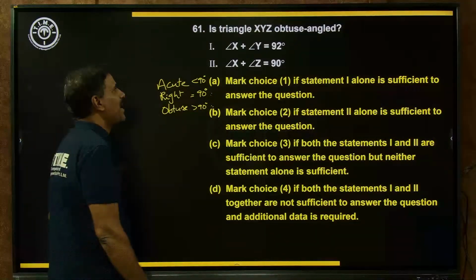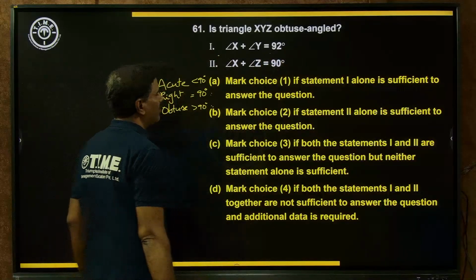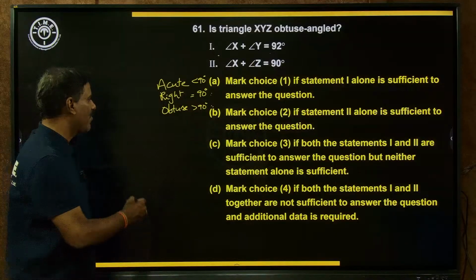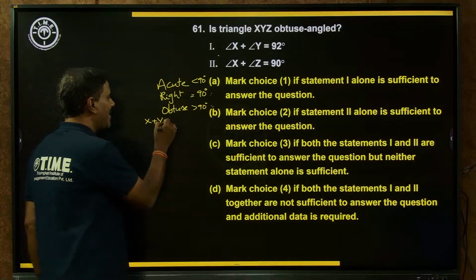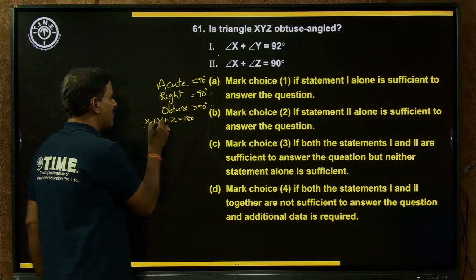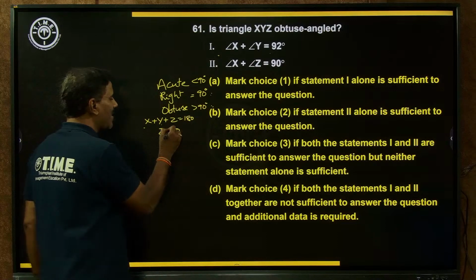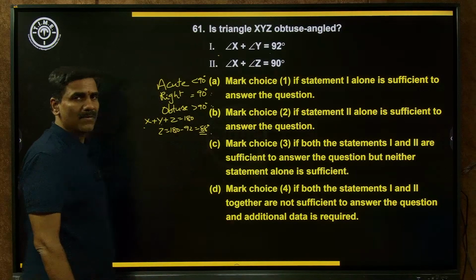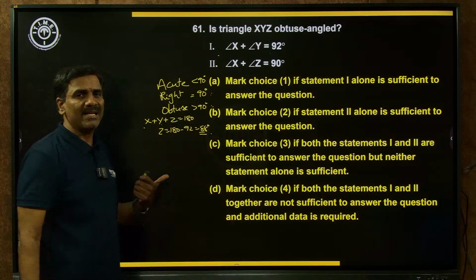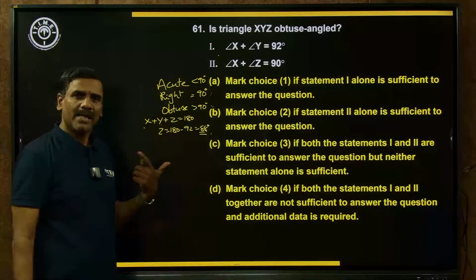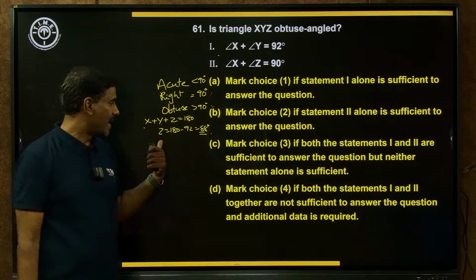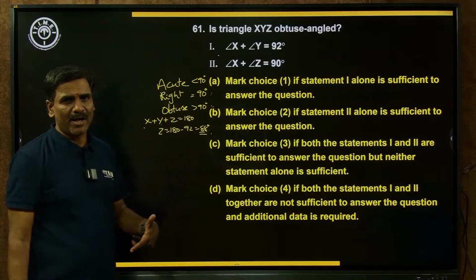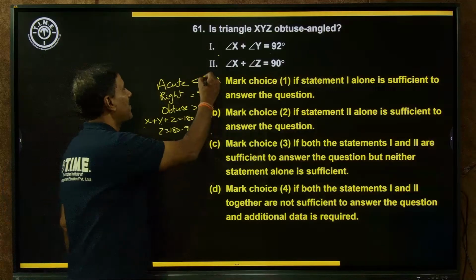And from the first statement, x plus y is equal to 92. We don't know anything about what x and y are there, but we can definitely say that as the sum of the angles of a triangle is 180 degrees and x plus y is 92, z should be 180 minus 92, which is 88. So we can say that z is 88 degrees there. But between x and y, if you have x as 91 degrees and y as 1 degree, it may be an obtuse angle triangle. Or if we have something like 46 each, it may not be an obtuse angle triangle. Maybe, maybe not. Because of the two possibilities, the first statement is not sufficient.